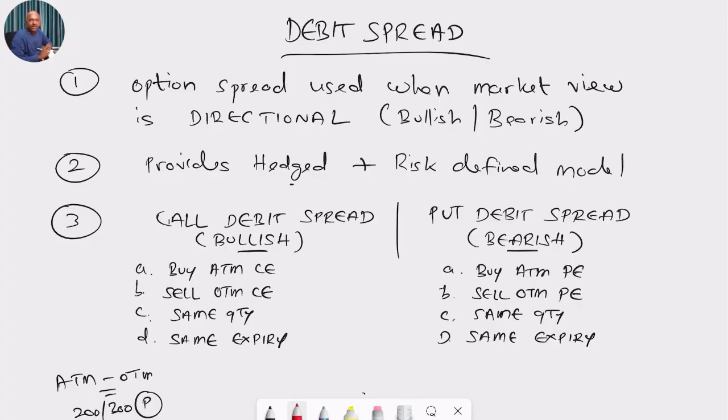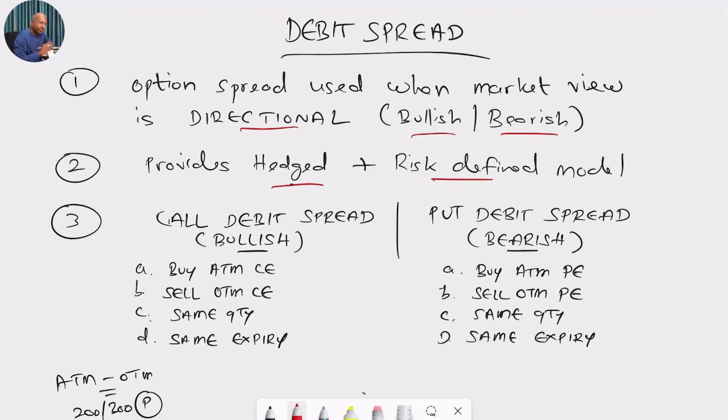Welcome to Option Unlocking Series 2, Chapter 2. In this episode, we will discuss in detail about debit spread. Debit spread is a directional spread which can be used when the view is bullish or bearish. As we saw in the previous episode, debit spread provides a hedged and risk-defined model.